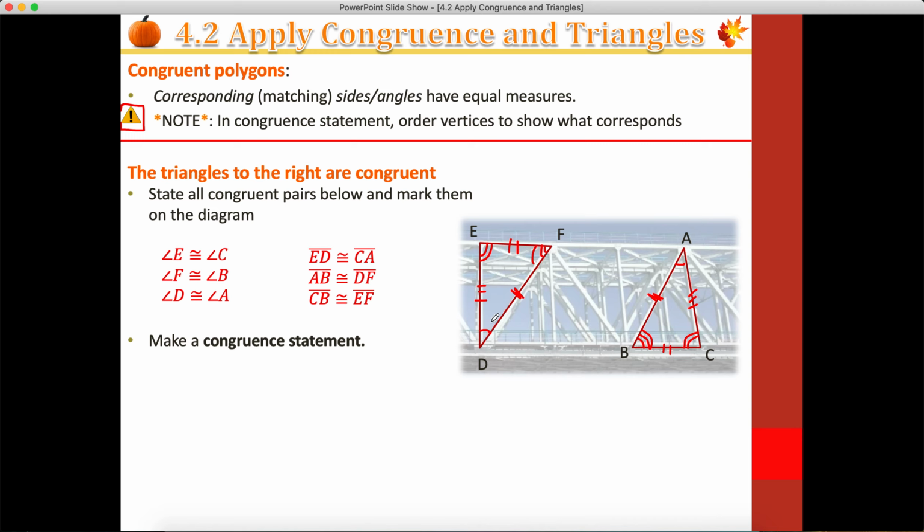So I can say, for instance, if I want to show that ED corresponds to AC in my congruent statement, maybe that was a bad example because they're on the outside, but let's instead go with DF. I know side DF is congruent to side AB. So I would make sure to order my vertices in this congruent statement for the left triangle the same way that I would with the right triangle, to show that the first vertex matches with the second. Note that angle D matches with angle A, F matches with B.